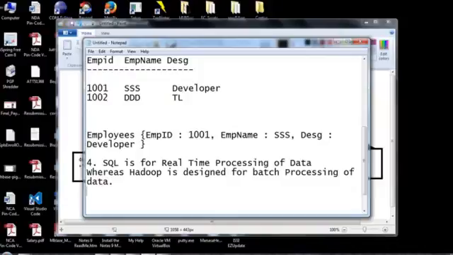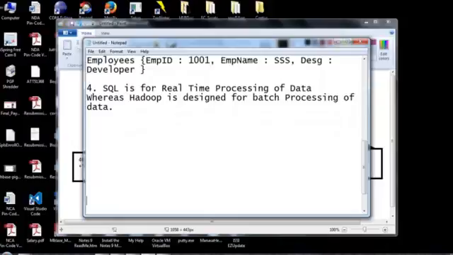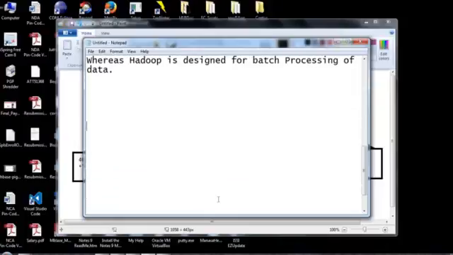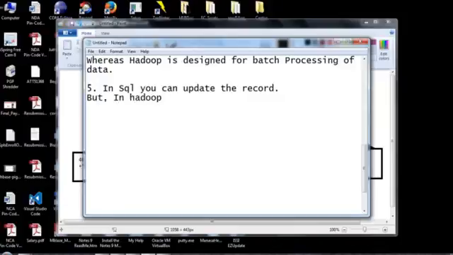Okay, next difference. In SQL, you can update the record. But in Hadoop, you cannot update the record.